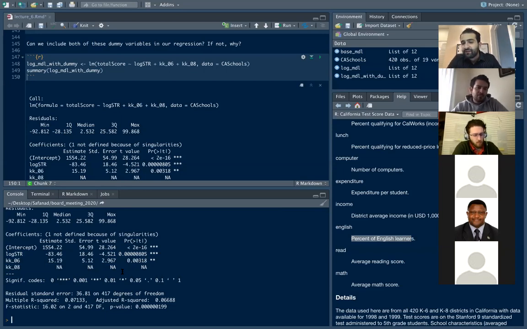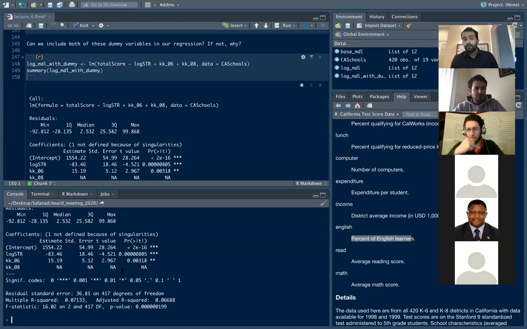R is checking if your matrix has full rank before it solves for the optimal solution. It has to do that, otherwise it cannot invert the matrix, X prime X inverse. It can't invert X prime X if it has multicollinearity. Because of that, R is going to drop one of the columns, usually the last one, because the two columns have the same information.